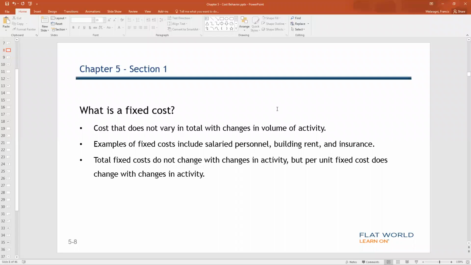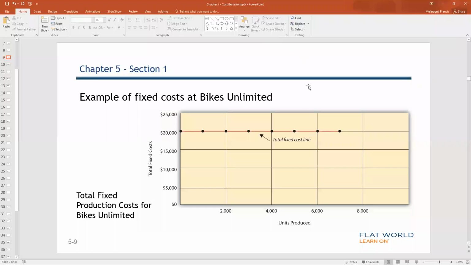So once again, what are fixed costs? Costs that do not vary in total with changes in volume of activity. Examples: salary, personnel, rent, insurance. While fixed costs do not change in total, on a per unit basis, they're inversely related. So here's the total fixed cost for Bikes Unlimited. You can see it's going to remain constant over the level of activities.